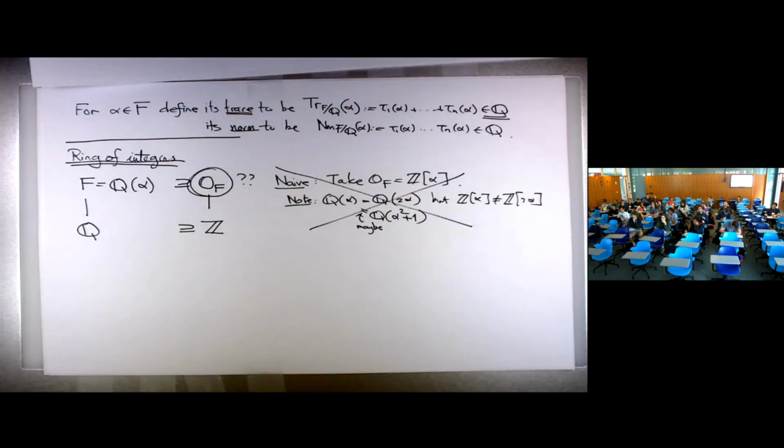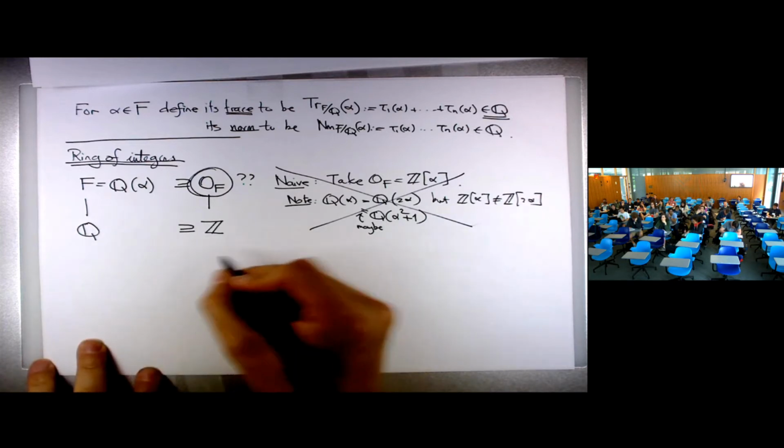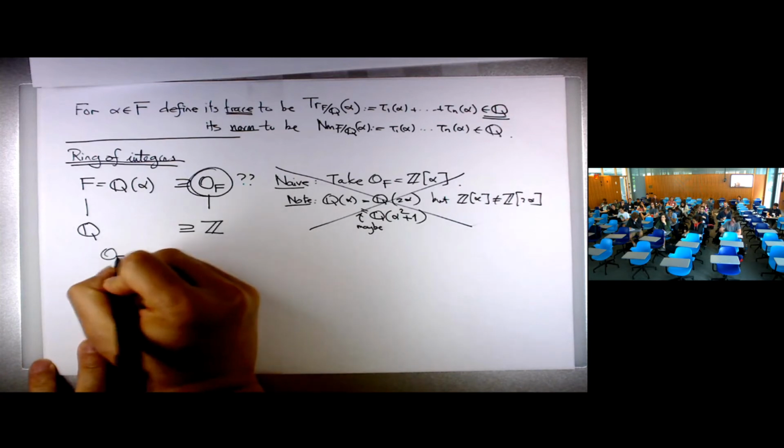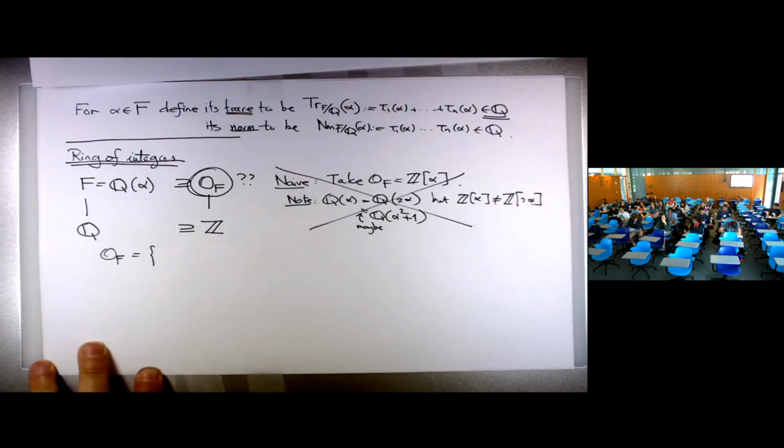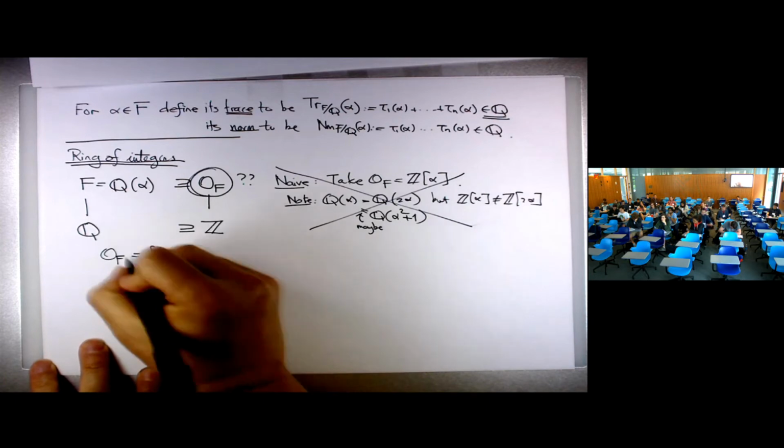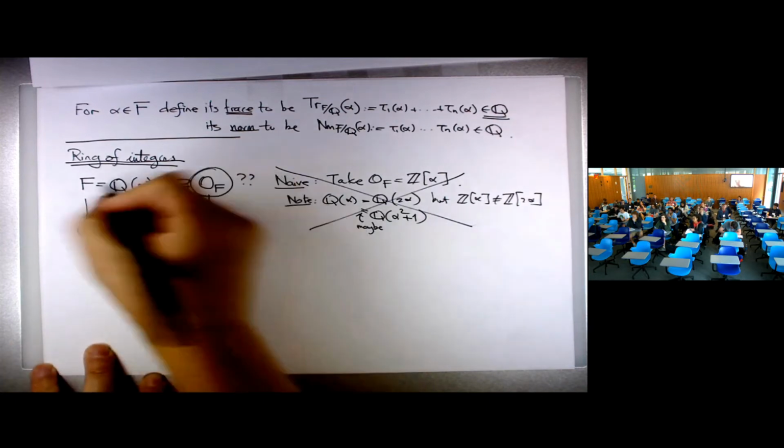That's what I say. There's no good way of choice of alpha. But instead, we're going to do the following. We're going to define in some sort of abstract way. So I want to define it to be the ring of integers.